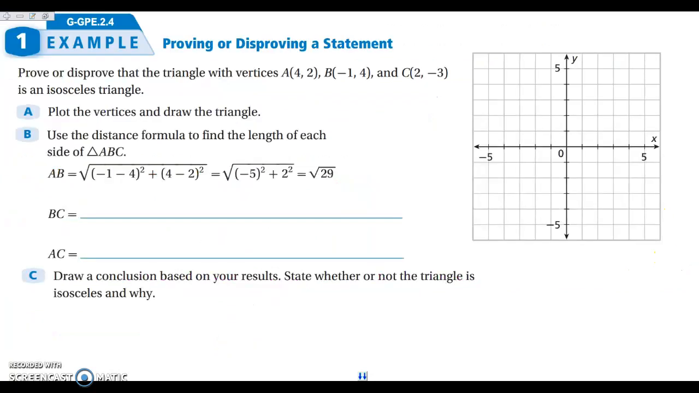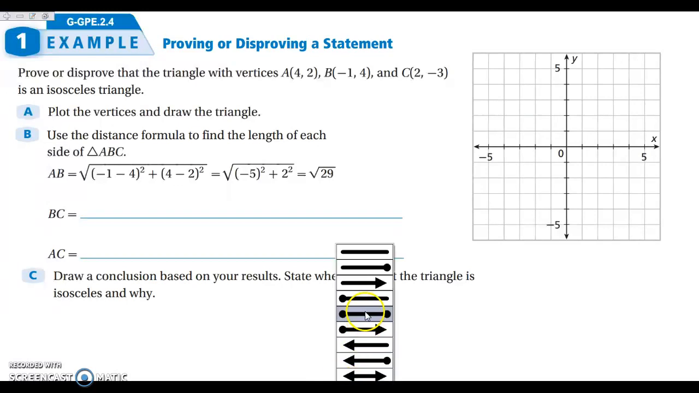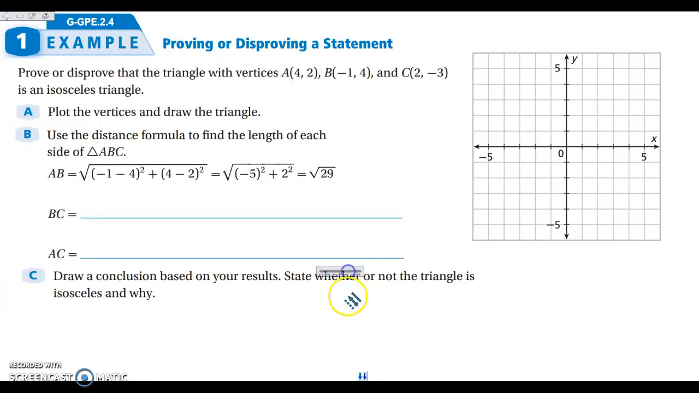So let's go ahead and take a look. I want to prove or disprove that the triangle with the given vertices is an isosceles triangle. So the first thing that I'm going to do is plot the points that have been given to me. I'm going to start by plotting the point 4, 2. 4, 2 is right here. Then negative 1, 1, 2, 3, 4 is here. And then 2, negative 1, 2, 3 is right here.